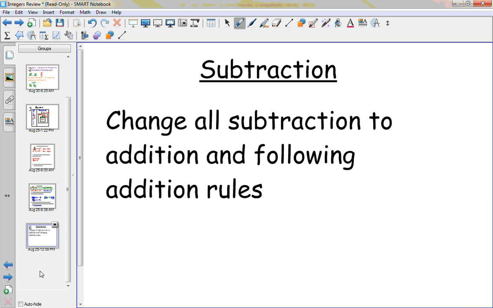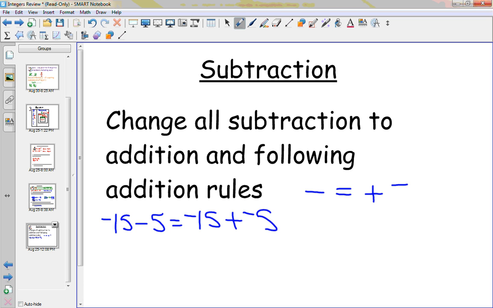Subtract. Subtracting is easy. All you have to do is change all your subtraction to addition and follow the addition rules. For example, I have negative $15. I'm going to subtract $5. Well, here's the thing. Every time you see a minus, it is equivalent to a plus negative. So you're going to add the opposite sign. So that makes this negative 15, change your subtraction to addition. This was a positive 5, so that makes that a negative 5. So now I owe $15. I owe $5 to give me a grand total of owing $20.